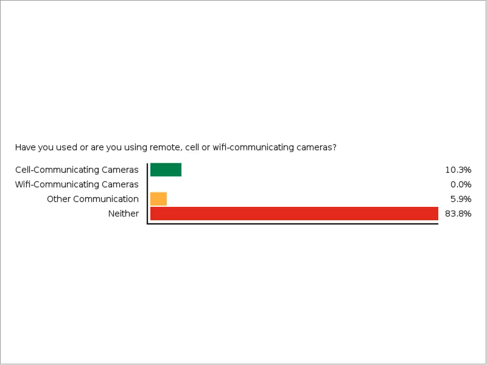So here's how most of you responded. A few people are using cell communicating cameras. No one is using Wi-Fi. Some people are using other, and that would be interesting. For those of you who indicated other communication, if you could just type into the chat box what you're working on, then we'd be interested in finding that out. But most people seem to not be using communicating cameras. So hopefully you're finding this information useful.